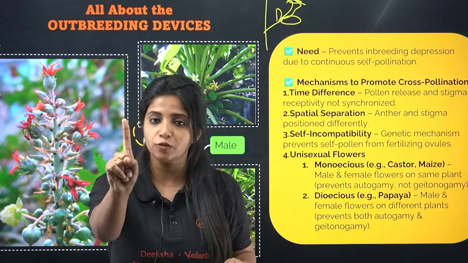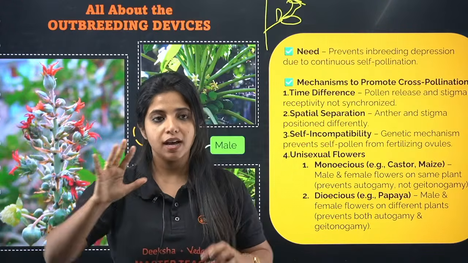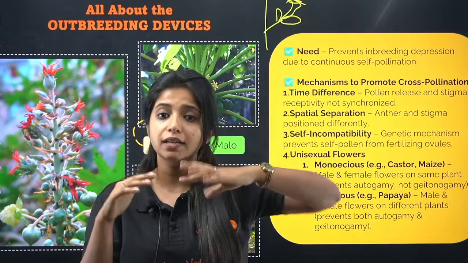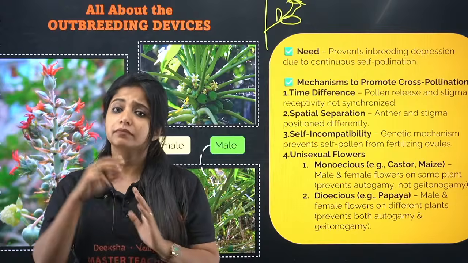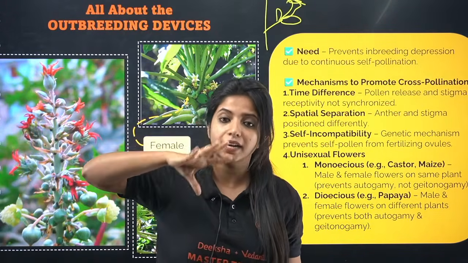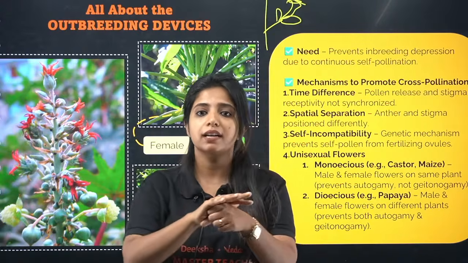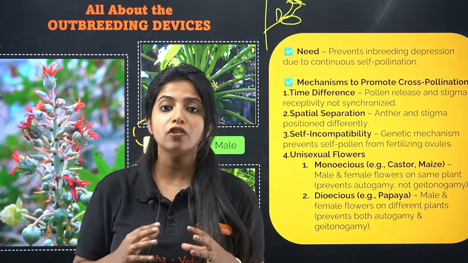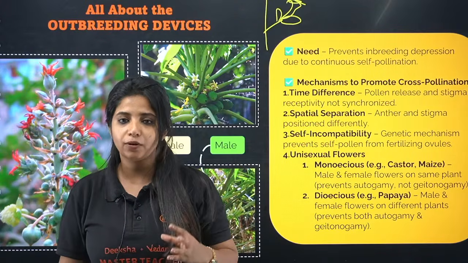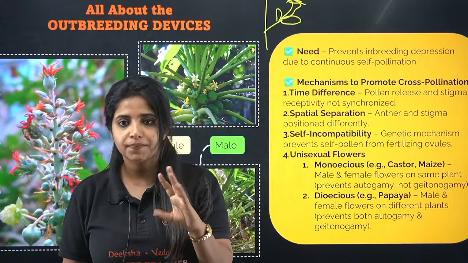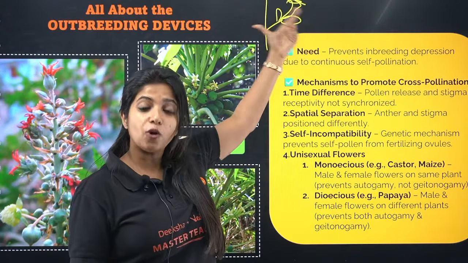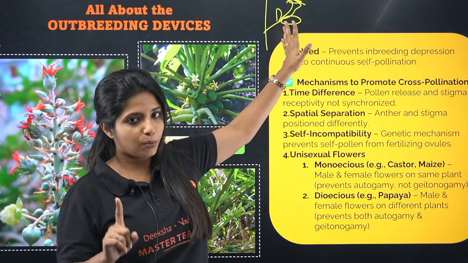So that is time difference, the first mechanism. Second mechanism is spatial separation. The carpel as well as the stamen are positioned in a different manner such that pollination cannot happen smoothly. Third one is self-incompatibility. That means even though the pollen grain lands at the time when the stigma is receptive, still the stigma is not allowing the growth of the pollen tube. This is a genetic mechanism that stops pollen tube growth, or it does not allow pollen to germinate. Okay, now the last one is production of unisexual flowers. If they do not have a partner, do you think autogamy can happen? Self-pollination can happen? No. Right?